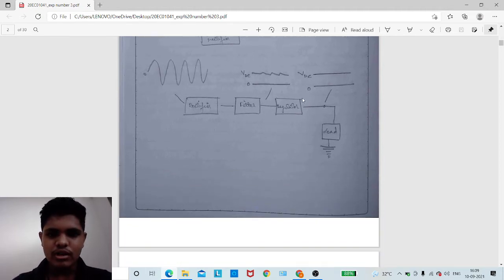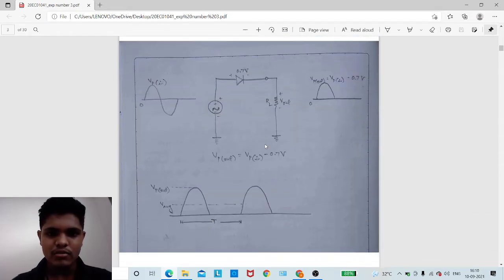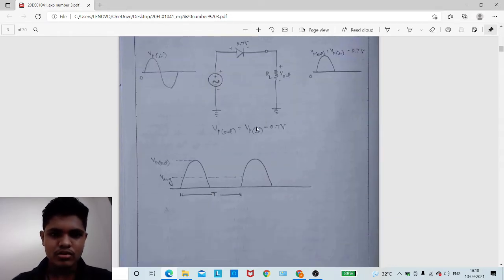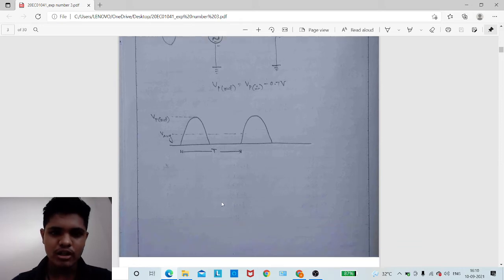So using the filter and regulator, we can also make it DC. If we use a filter, these ripples will form, and when using the regulator, it will be a complete straight line, that will be DC voltage. This is the circuit diagram, this is the input source, and this is the output voltage for the half wave rectifier.